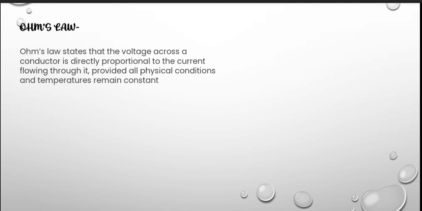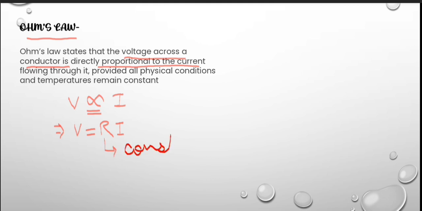Now, what is Ohm's law? The next topic we have is Ohm's law. Students, Ohm's law says that the voltage V across a conductor is directly proportional to the current I. If we remove this proportionality sign, we have to put a constant multiplied by R. This R is the constant of proportionality, and we call it resistance.